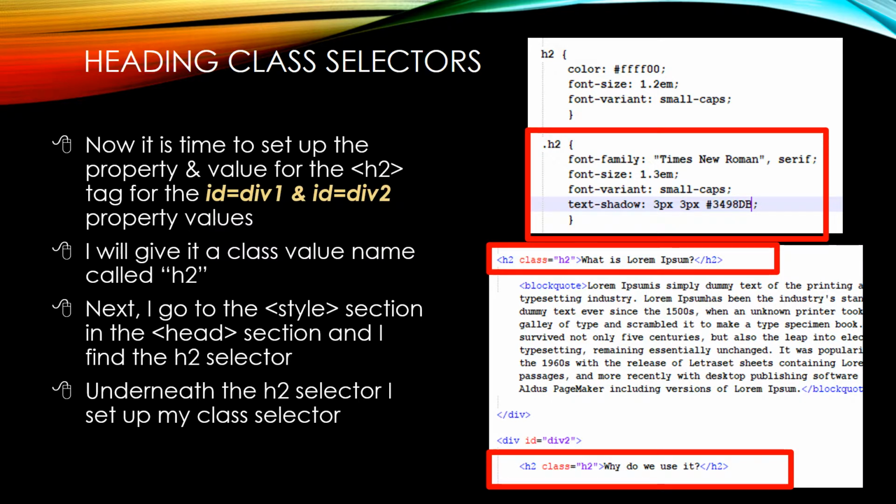My class selector starts off with a period H2, and then I added a font family. Notice that Times New Roman has spaces in between each of the words. So in CSS3, I will have to put that in quotation marks. Whenever you have spaces between a font family name, make sure you put it in quotation marks. I also have font size, font variant, which is small caps, and I added a text shadow.